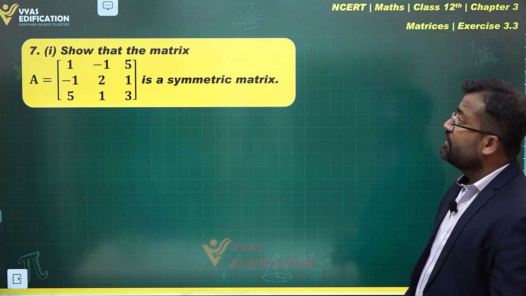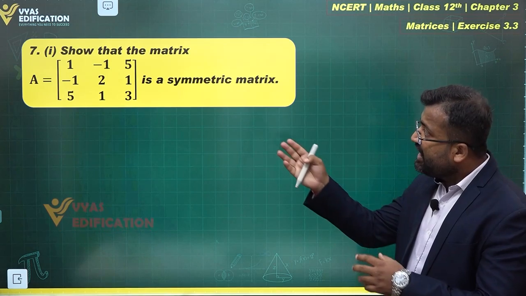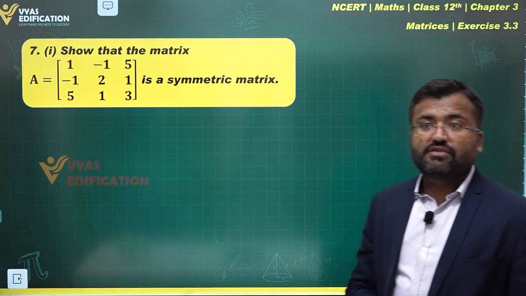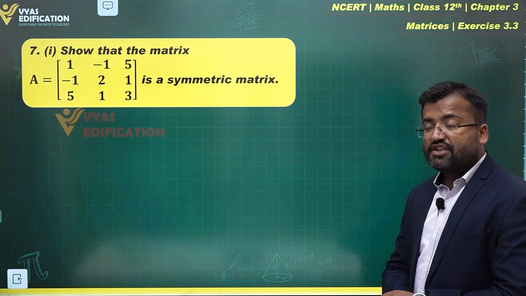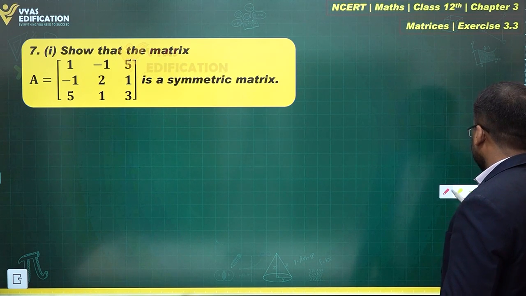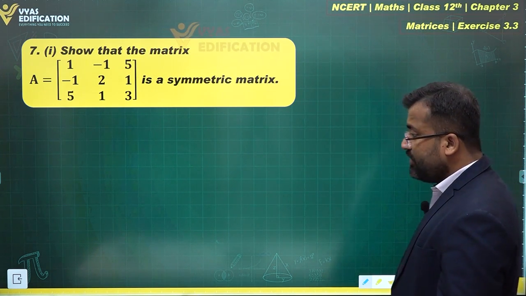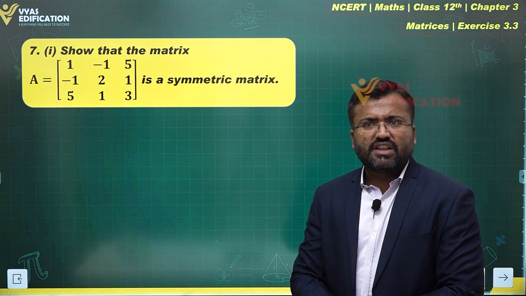Let's talk about this question, 7th part 1. What does part 1 say? Show that the matrix A, given here, is a symmetric matrix. Okay. Now, what do you mean by a symmetric matrix? If you recall, the definition of symmetric matrices has something to do with transpose, right? When we talk about a symmetric matrix, on taking the transpose, the matrix remains the same.